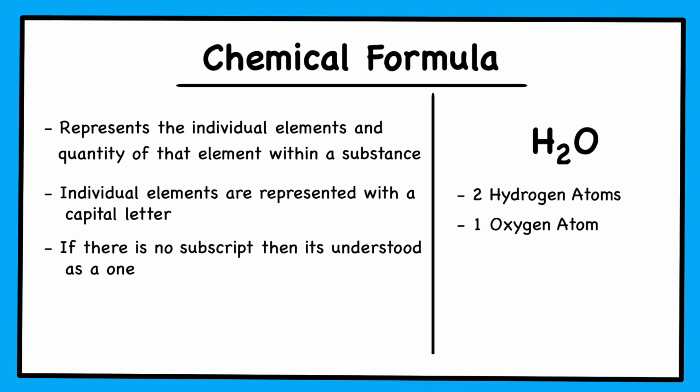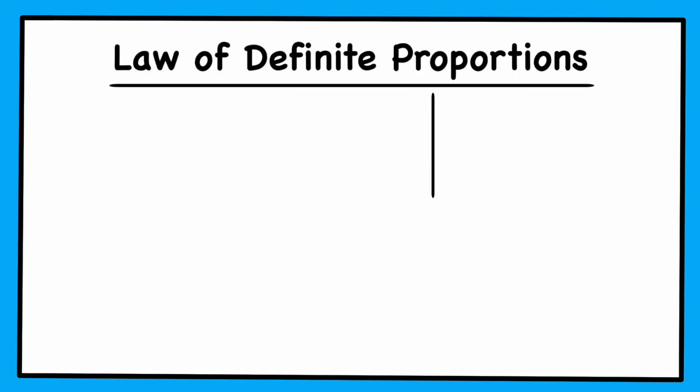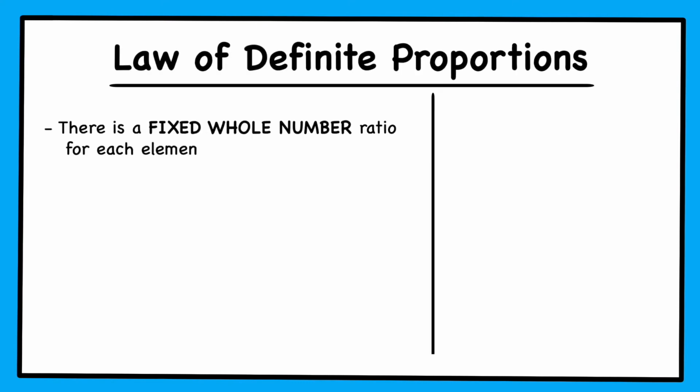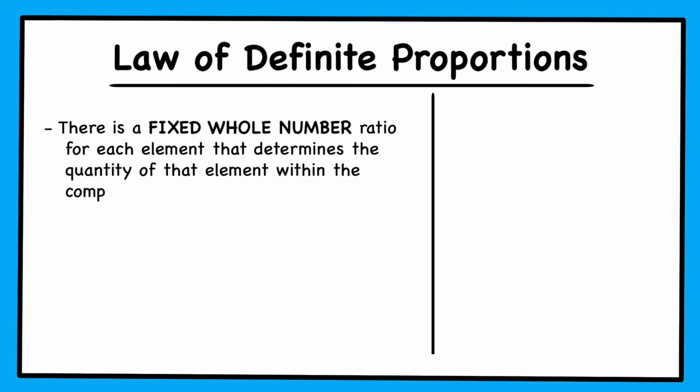Last year, we accepted the chemical formula for a substance at its face value. Now that you are in AP Chemistry, we are going to take a deeper look into this and why the formula is written as so. So in order to do this, we are going to first need to understand the law of definite proportions. This law states within a compound, there is a fixed whole number ratio for each element that determines the quantity of those elements within the compound.